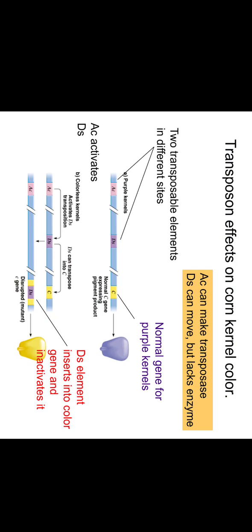Now we'll see how transposons affect the corn kernel color. Now you can see Ac can make transposase, Ds can move, but it lacks the enzyme. Two transposable elements are present at different sites, and they shuffle themselves together to form a different color. Generally, corn is yellowish in color, but when Ac activates Ds, there is an element that inserts into the color gene and inactivates it. Hence, the color will be purple.